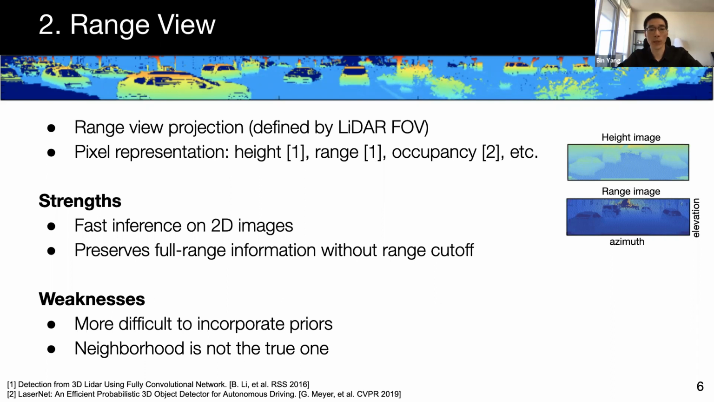Range view projections can be efficiently processed by 2D convolution, and they also preserve full range information without range cutoff as in 3D voxels. However, it is more difficult to incorporate priors here due to the metric space distortion, and the neighborhoods in the range view are not the true ones, which makes 3D learning less straightforward.